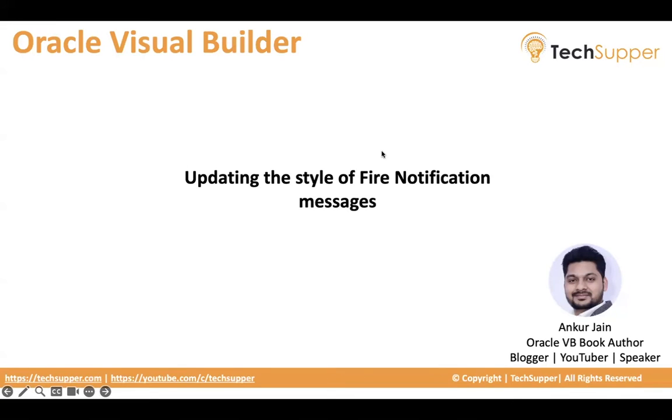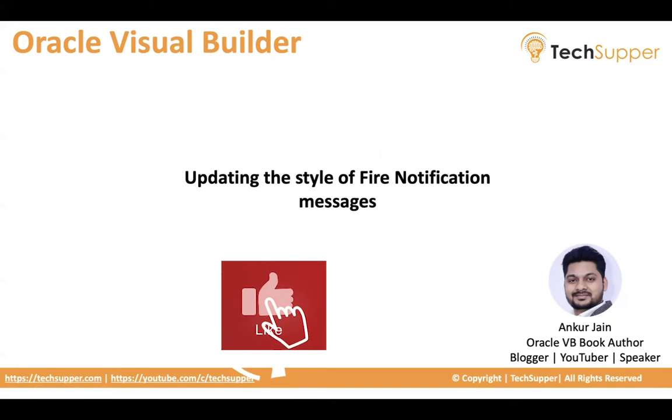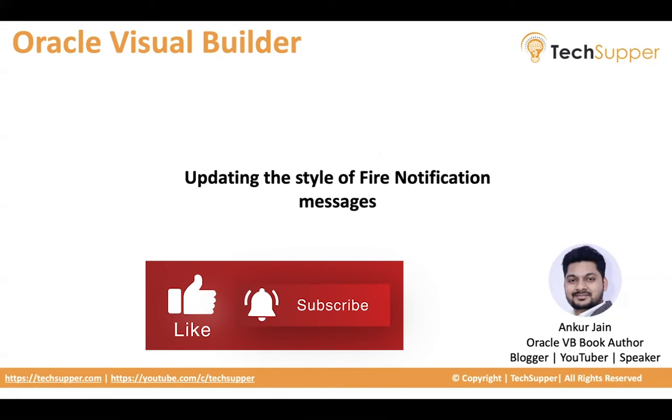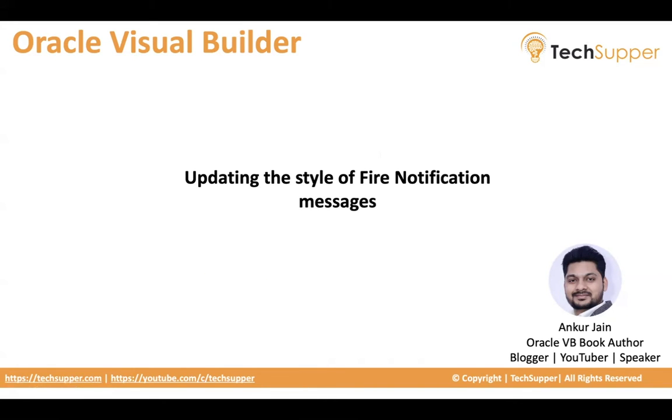Hi everybody, welcome back. In this video, I'm going to show how we change the style of fire notification messages. When I say style, we may need to change the color of the message, change the font, or add a border on the message that we show using fire notification in an action chain, which is not straightforward. So I'm going to show how we do this in Oracle Visual Builder.